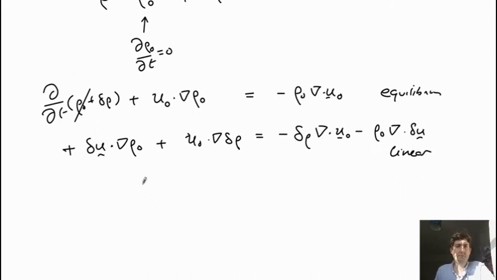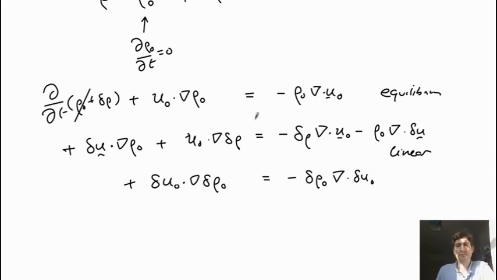And then we have the non-linear parts, which are the delta u dot grad delta rho, and then on the right hand side we have a delta rho and then divergence of delta u. And so if we compare the size of these quantities, the equilibrium components must cancel, because by definition these are in balance when you solve the equilibrium problem. So these all cancel out.